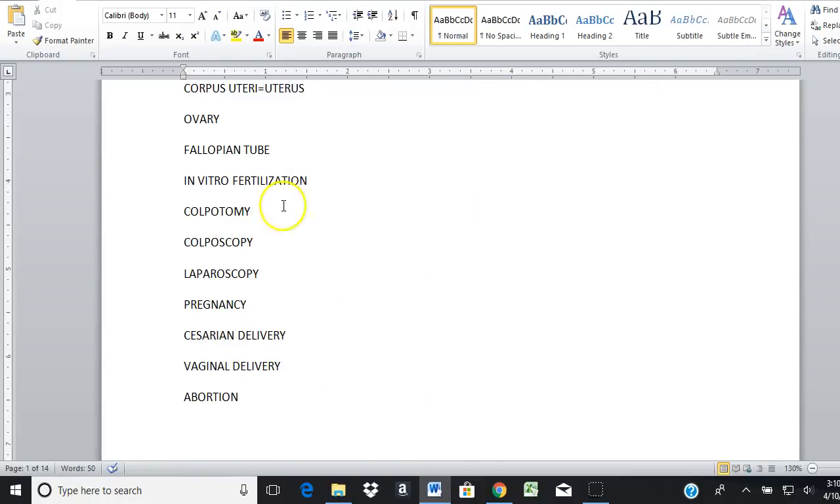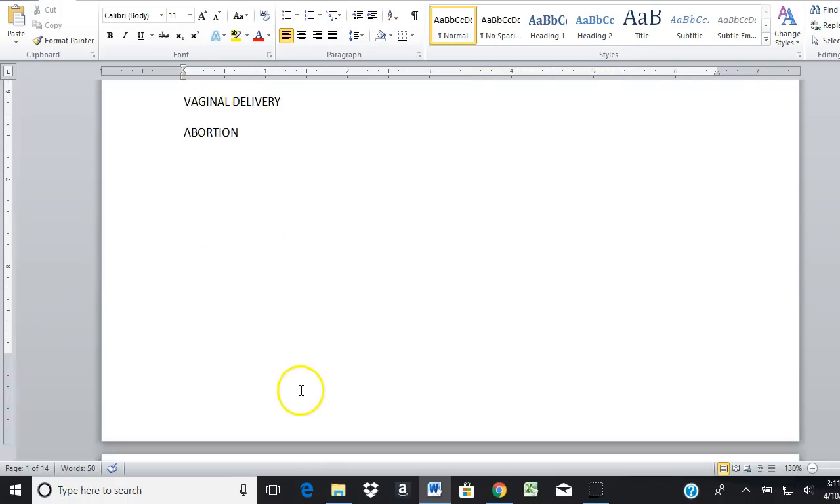We're also going to be able to look up things like in vitro fertilization and also the different parts of the procedures, like a colpotomy versus a colposcopy. We're going to have laparoscopic surgery in this section. Again, we can look up pregnancy as a main term, also the type of delivery as a main term, and we do have codes for abortion here as well.